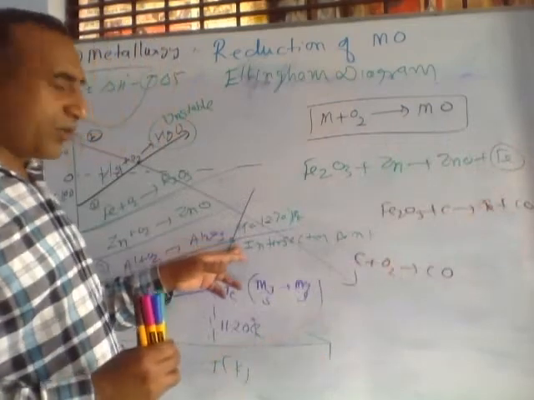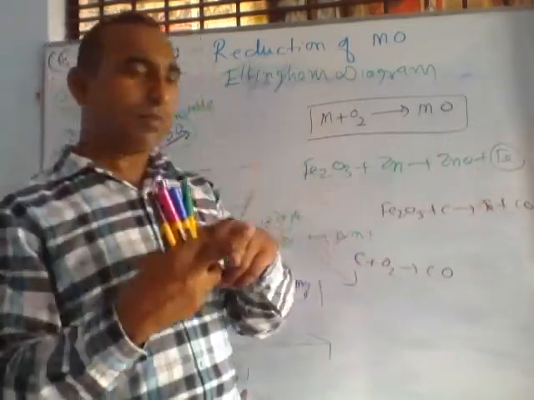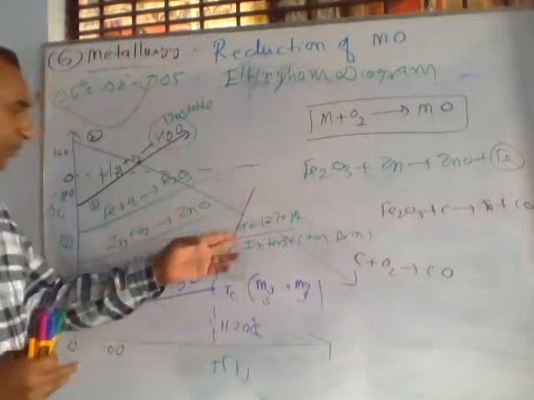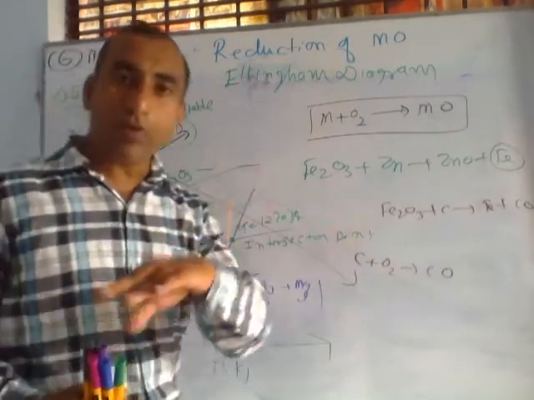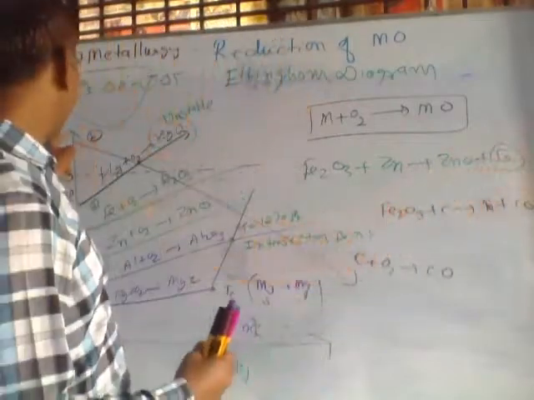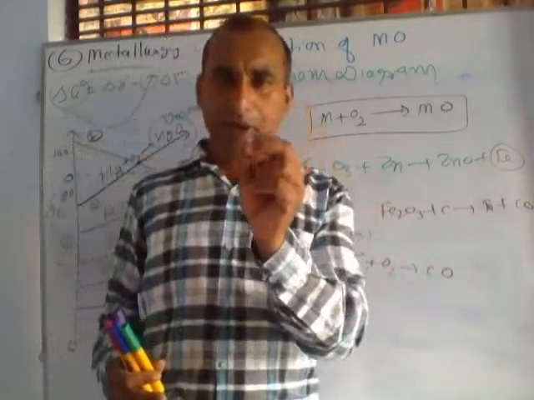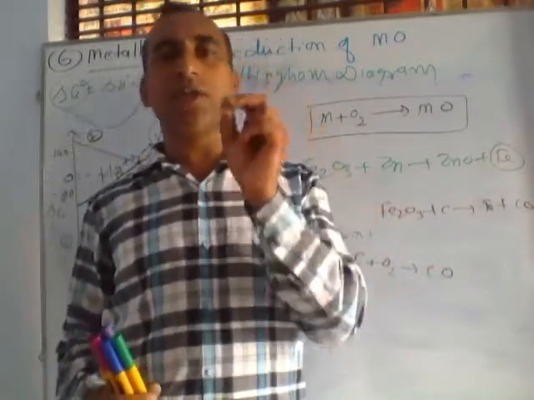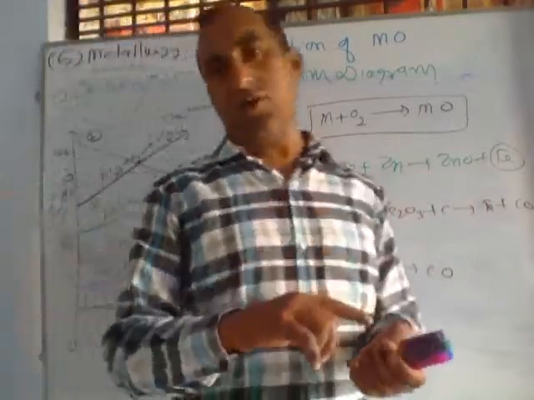And there is another subtopic. If the lines intersect each other, it means the reaction becomes opposite. Before this point, magnesium can reduce aluminium, but after this point, aluminium can reduce magnesium from its oxide. And this line is for carbon, and carbon is a powerful reducing agent. Carbon and carbon monoxide can reduce maximum metals from their oxides.